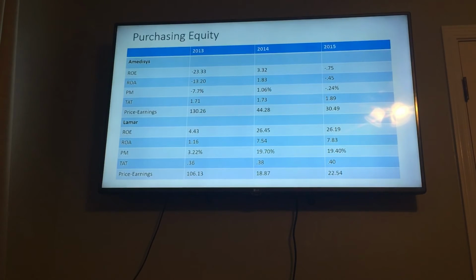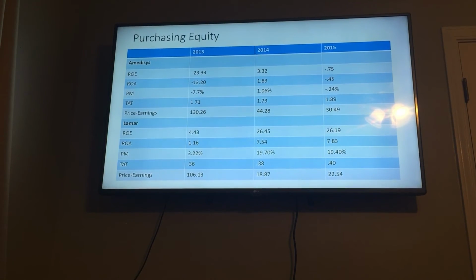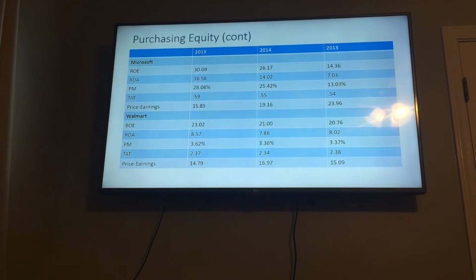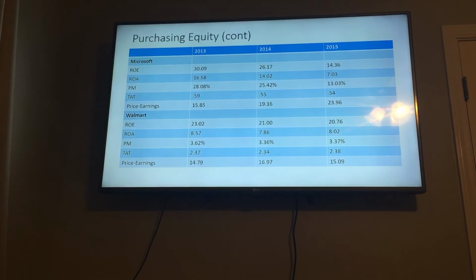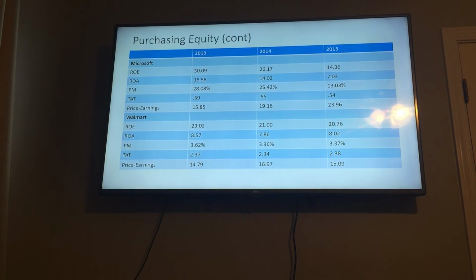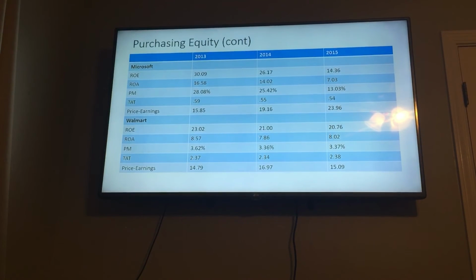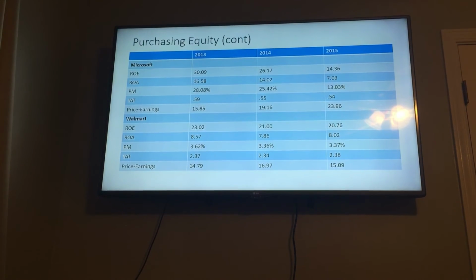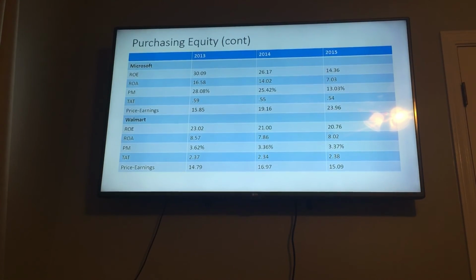For Microsoft, through all of Microsoft's numbers, they're good, even though you see that the ROE starts at 30.09 and is decreasing. Still in 2015, it's at 14.36. That is really good. And same thing with ROA. It starts out at 16.58, but in 2015 it ends up at 7.03. I mean, that's still higher than most of them that most of them end up with in 2015.